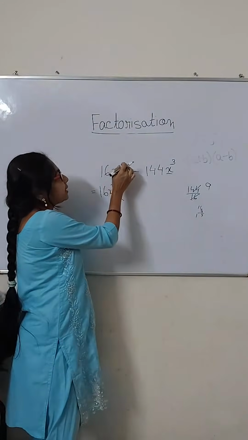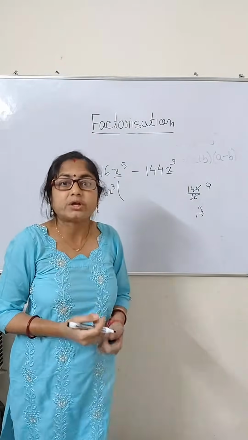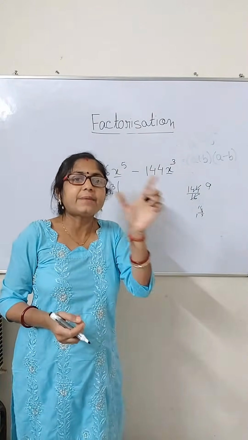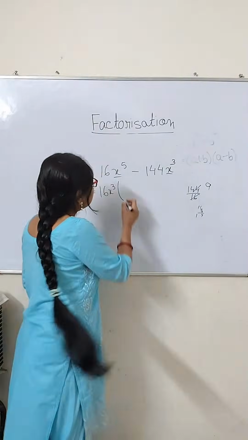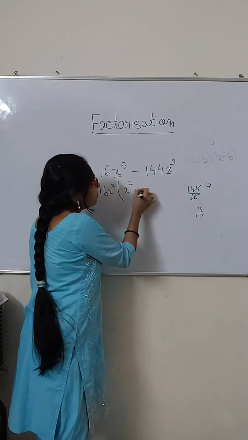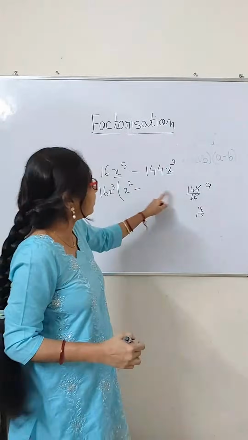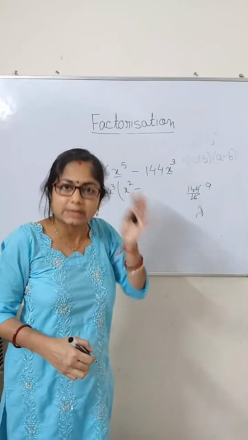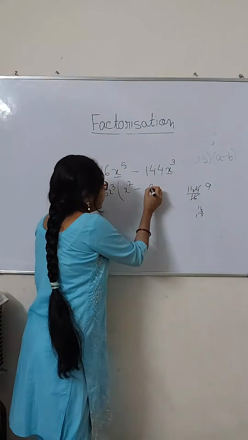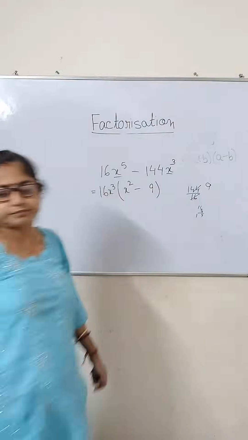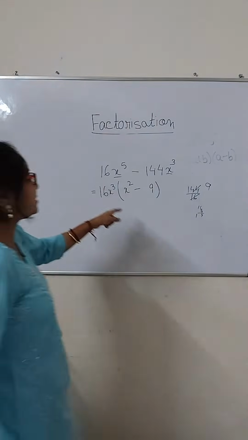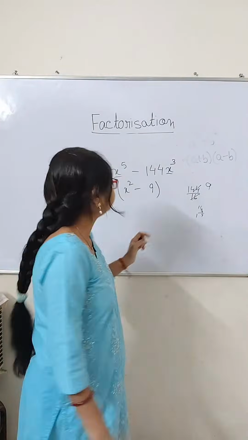Here there is the x to the power 5. When we take x to the power 3, what's the result? x to the power 5 minus 3, this is x square. Clear? This is x square minus 144 divisible by 16, it is 9. And there is already x cube, I remove x cube as a common. So only 9 is there. Okay? x square minus 9. Clear?